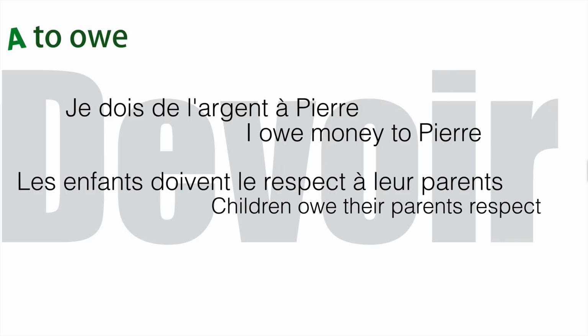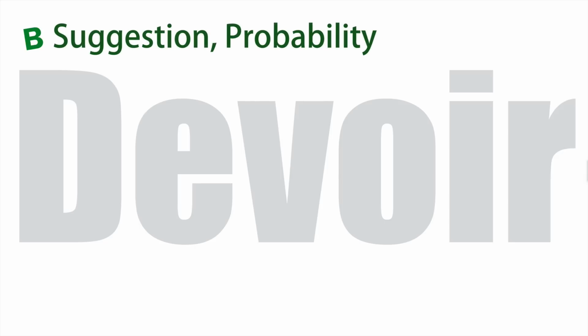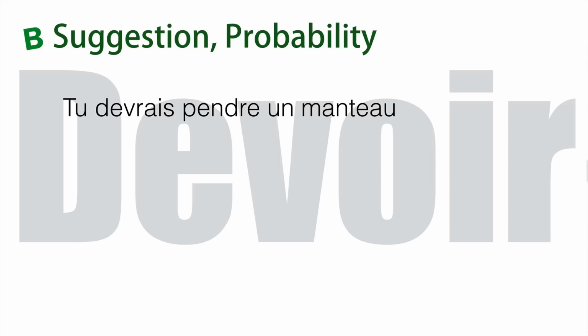First meaning, to owe. The second meaning is related to a suggestion or a probability, and in this case, the verb devoir is in the conditional mood. Tu devrais prendre un manteau. Here it's a suggestion. You should take a coat. So, the conditional form of the verb devoir is should in English.